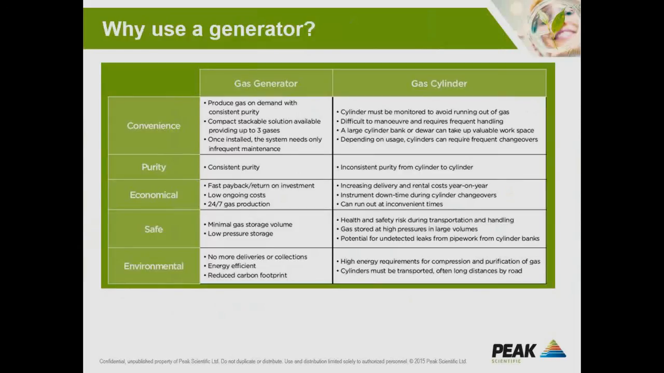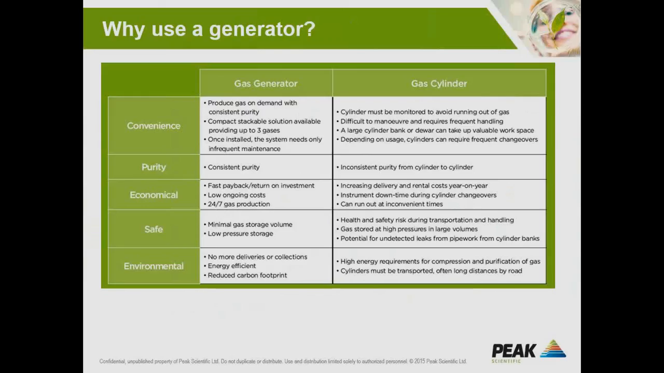Okay, so now I'd just like to look at this table where we just have some comparisons between gas generators and cylinders. So why would you want to use a generator rather than cylinders? So in terms of convenience, gas generators produce gas on demand with a consistent purity, and the systems available from Peak Scientific are stackable, so you can have 3 gases from one stack, which takes up quite a low footprint in the lab. And once installed, the system only needs to be maintained on either a half-yearly or yearly basis, depending on the system. If we contrast this with cylinders, which need to be monitored so that you don't run out of gas in the middle of analysis, you also need to order them on time so that you have a ready supply, and you also have to move them around, which has potential health and safety issues.